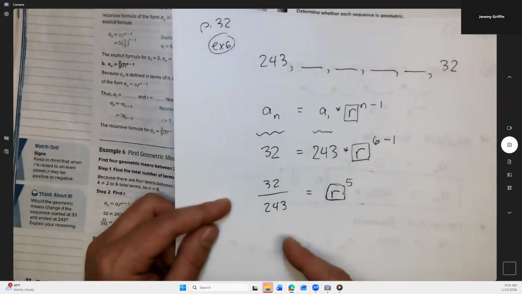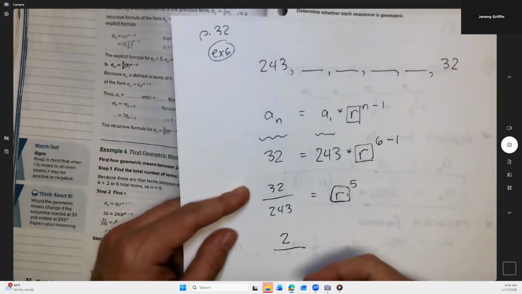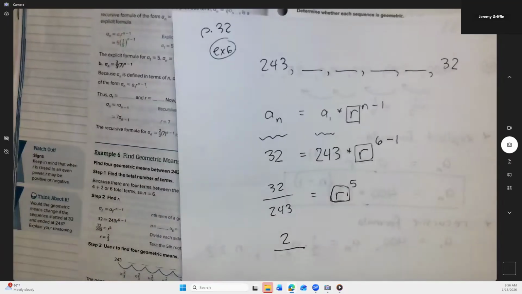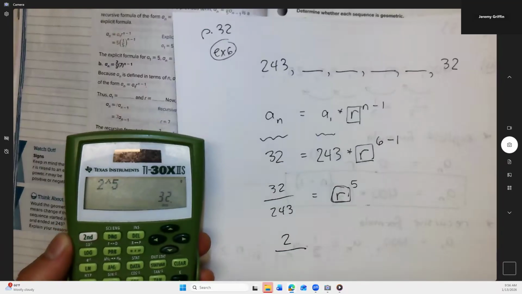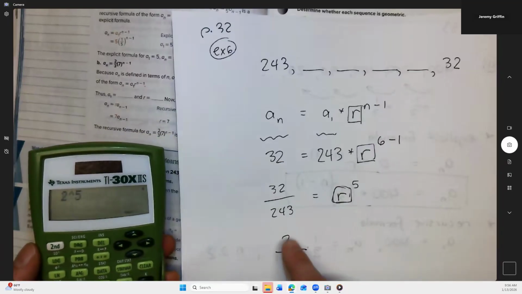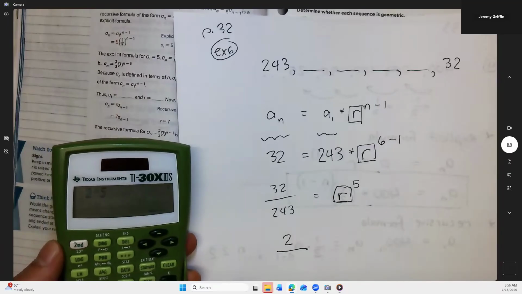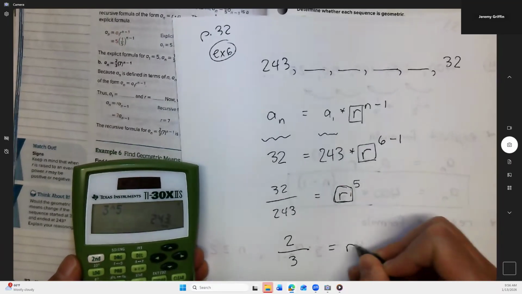Since this is a fraction here, guys, what is the 5th root of 32? What times itself 5 times is 32? 2. Yeah. What times itself 5 times is 243? I know 2 to the 5, I can check it with the calculator. 2 to the 5 is 32. Got that. Guys, what to the power of 5 is equal to 243? Take a guess. About 3. Yeah, it's 3. And that's equal to r, which is the common ratio.